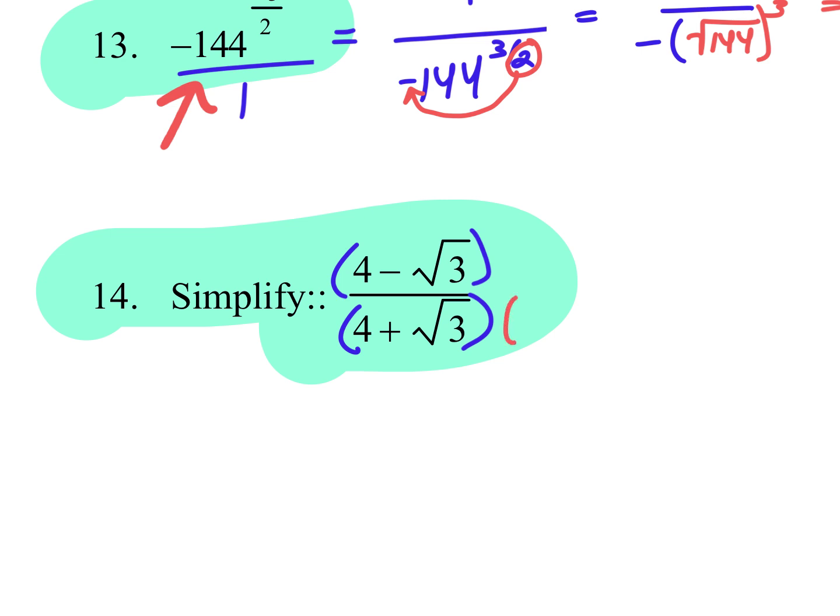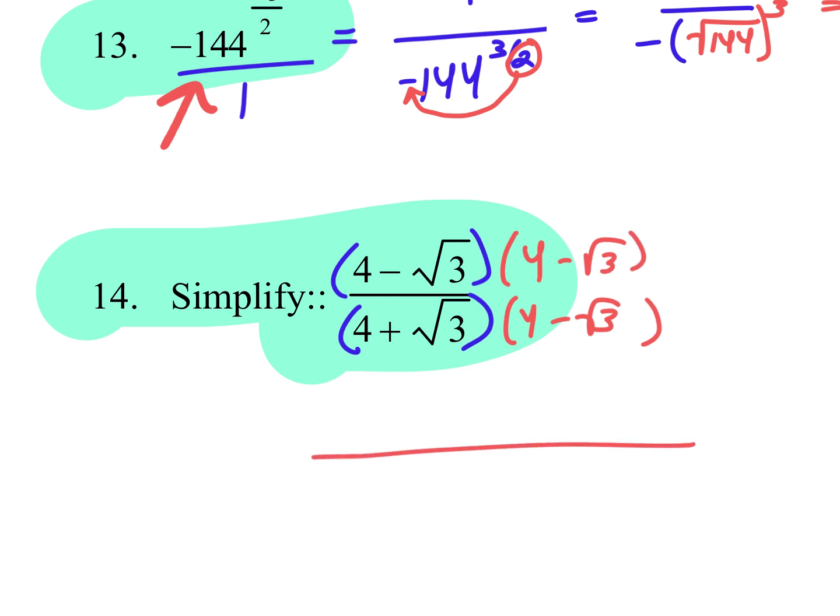Multiply by the conjugate. What's the conjugate of 4 plus radical 3? 4 minus the square root of 3. What you do to the bottom, you do to the top. Perfect. Good job, guys. Let's deal with the denominator first. Make sure our radical cancels.